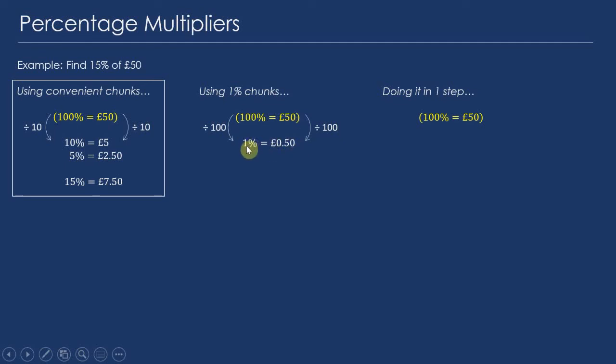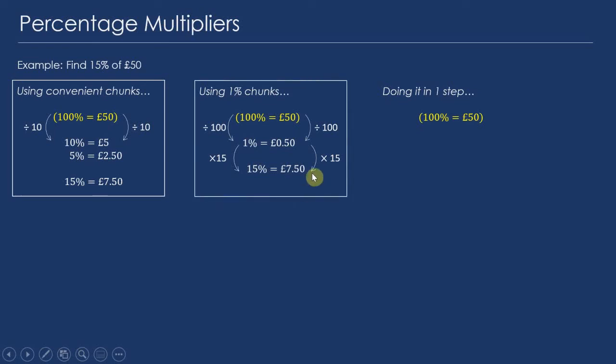And then we can just multiply that by whatever we need to find 15%. So clearly we need to multiply here by 15. So 15% is £7.50. Now you might think that method's a bit harder because you might not be able to multiply this by 15 in your head, but it makes it a lot quicker on a calculator than having to remember what certain chunks are and having to write down all of these steps. Okay, so that's the 1% chunk method.